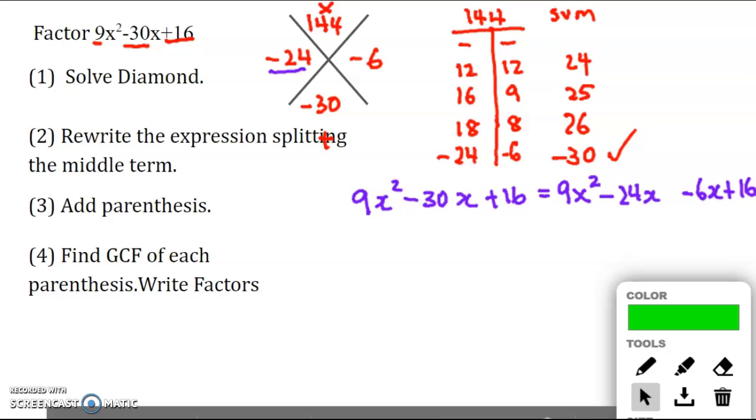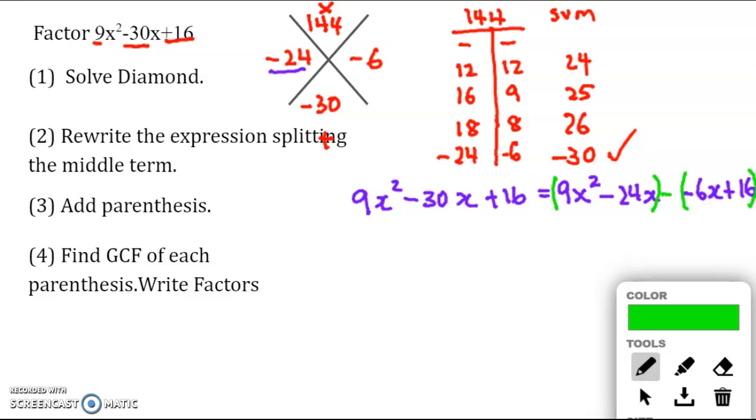Then I need to add the parentheses. The third step is to add parentheses. So I am going to add my parentheses here and here. And you are adding the two. I have put a little bit of space in between so that you're adding these two. All right, now I am looking for the GCF of the first term.